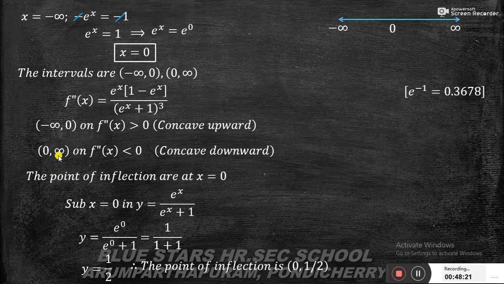Next, for 0 comma infinity, take x equal to 1. So e power 1, 1 minus e power 1, and e power 1 plus 1. The answer comes negative, which means less than 0, so concave downward. Therefore the point of inflection is at x equal to 0. Substitute x equal to 0 in y equal to e power x by e power x plus 1. Therefore y equals e power 0 by e power 0 plus 1, which is 1 by 1 plus 1, so y equal to 1 by 2. The point of inflection is x equal to 0 and y equal to 1 by 2.